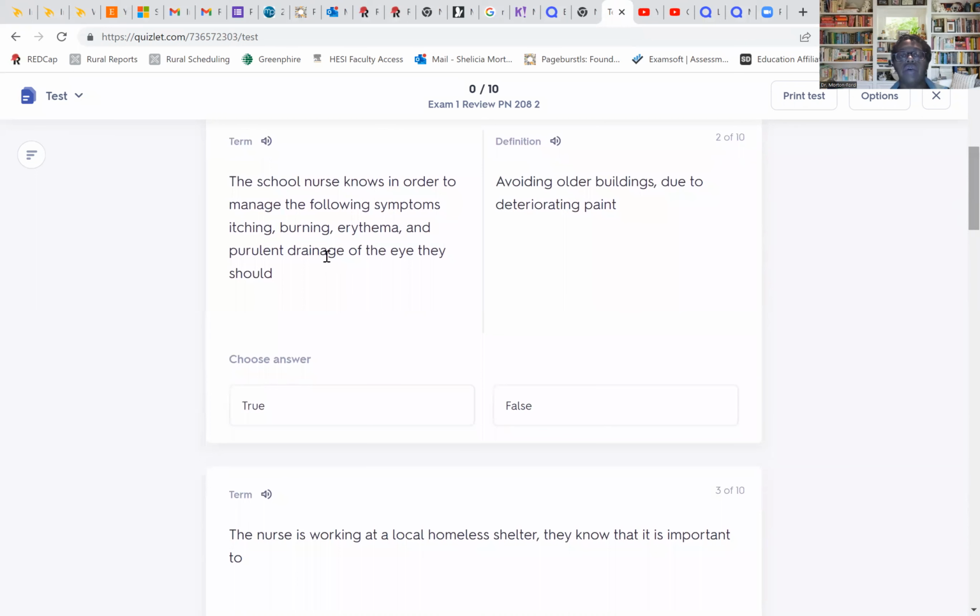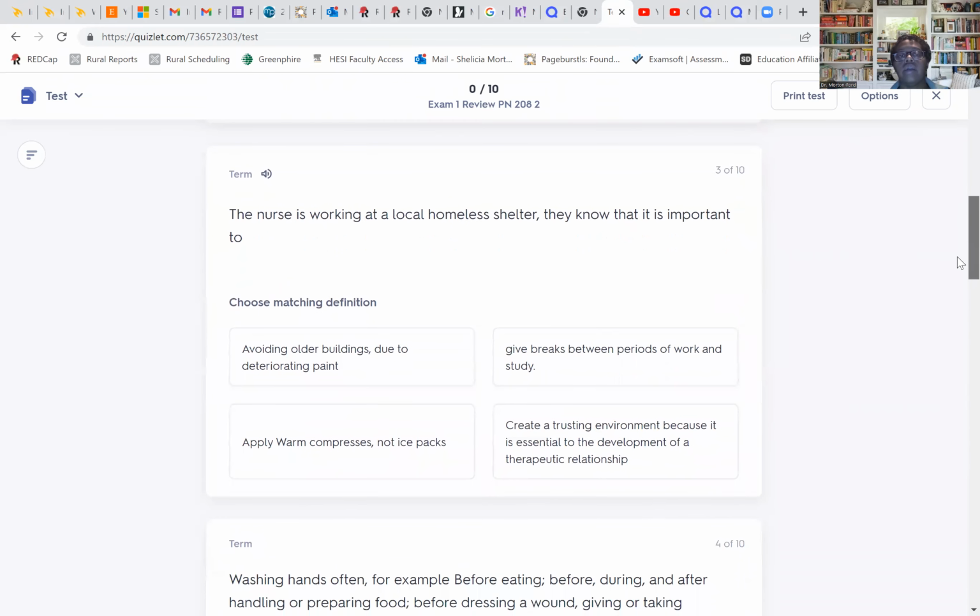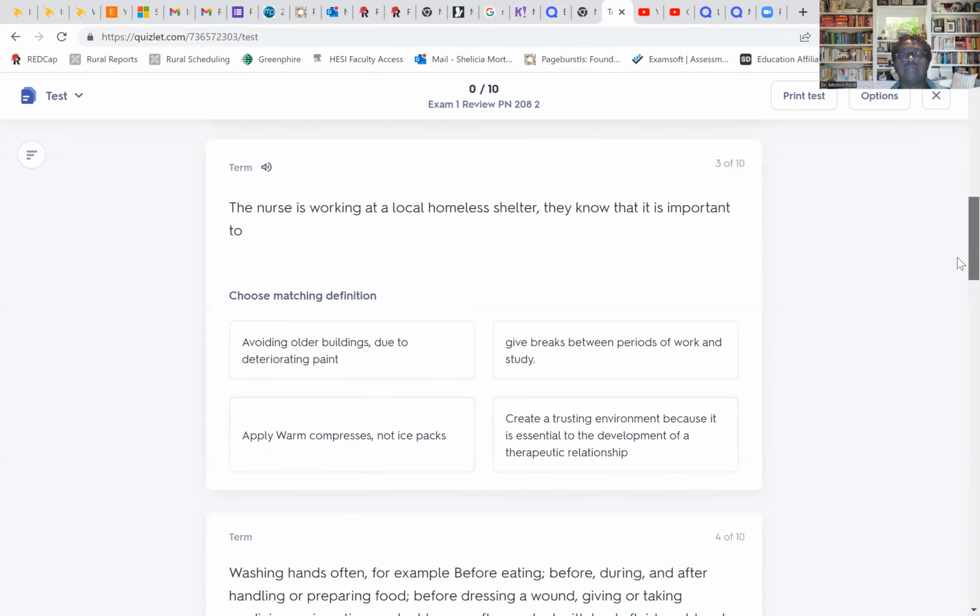So we do know that the school nurse, in order to manage the following symptoms: itching, burning, erythema, and purulent drainage of the eye, should apply a warm compress. Do not apply a cold compress.